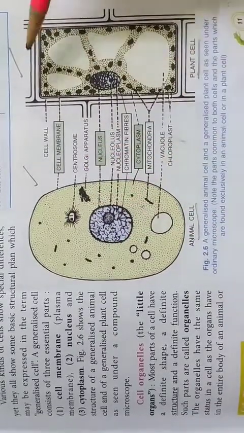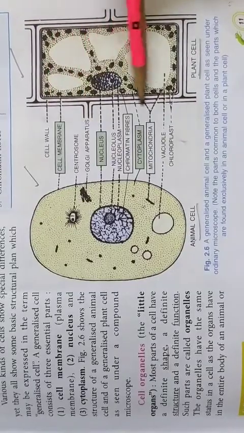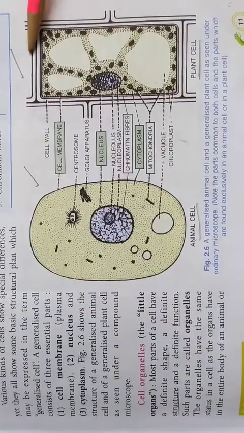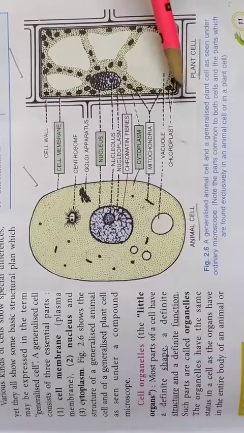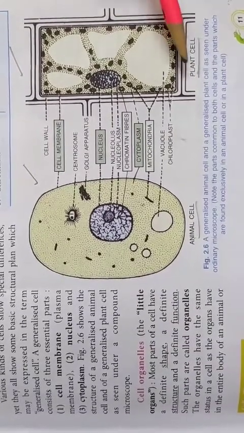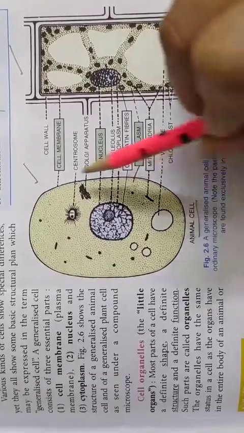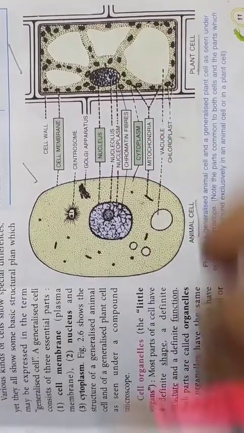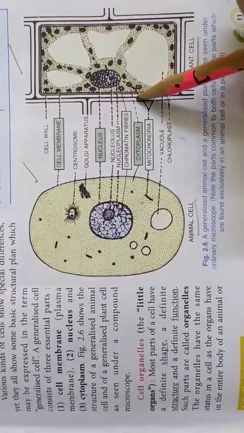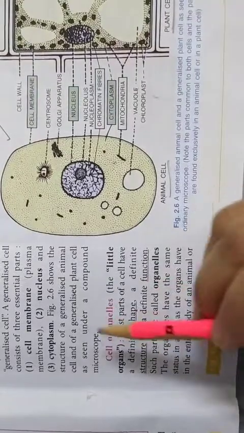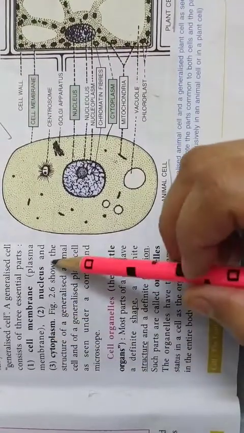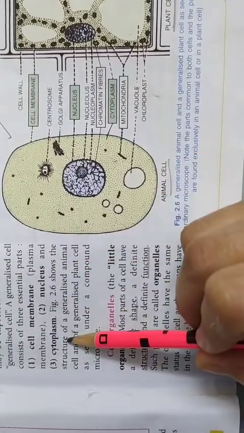In case of plant cells, it is bounded by another extra covering. This one you can see, this is called cell wall. This you have read in junior classes that plant cells have cell wall made up of cellulose. Animal cells have only cell membrane. In addition, plant cells have cell wall. So generally when we discuss a cell, we will say that each cell has three parts: cell membrane, that is plasma membrane, nucleus, and cytoplasm.